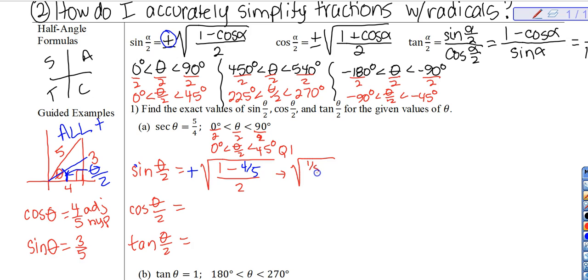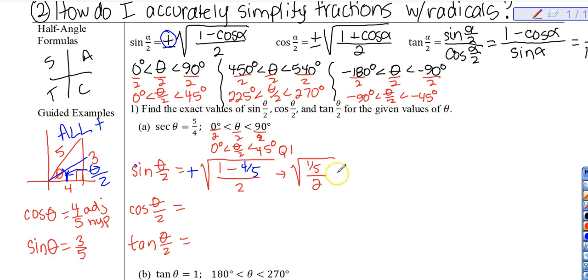1/5, right? Because it's 5/5 minus 4/5. True? Which is 1/5 over 2. It is not, because 5/5 minus 4/5 is positive 1/5.